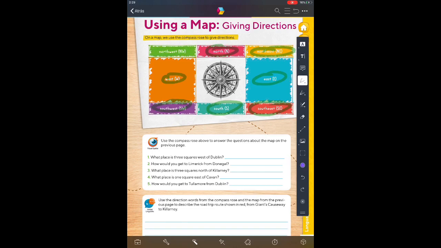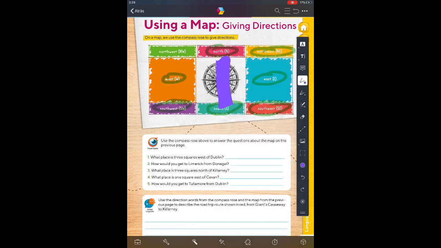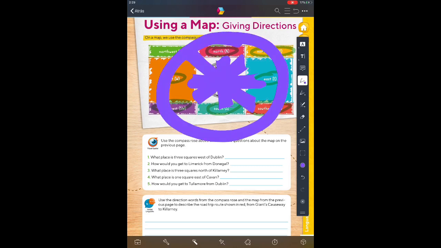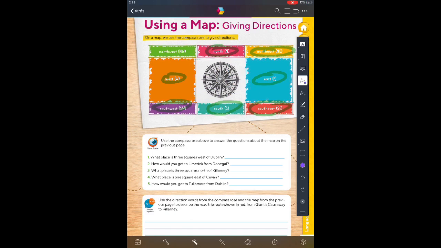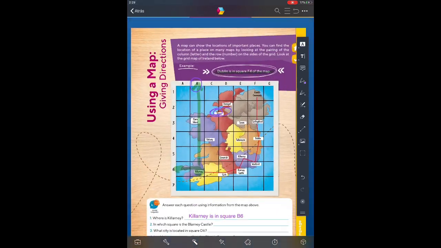So it's something like this. Or let me use something wider so you can see it better. It's like that, okay? So you have all the directions. Use the compass rose above to answer the questions about the map on the previous page. So you're going to use the previous map, okay?